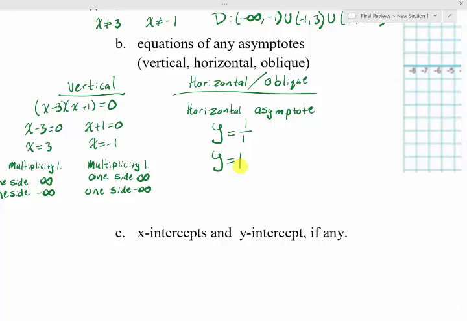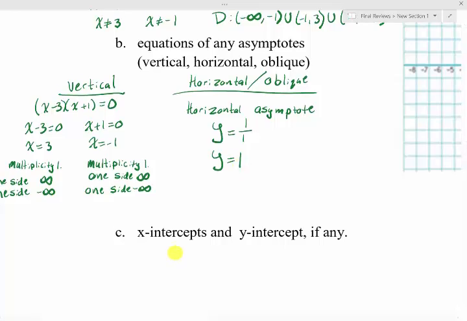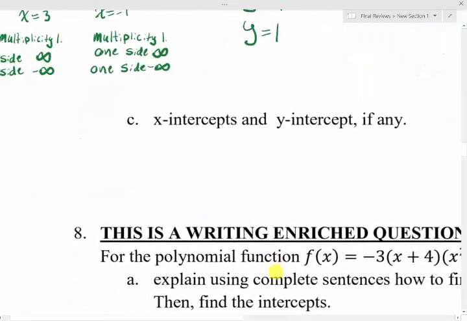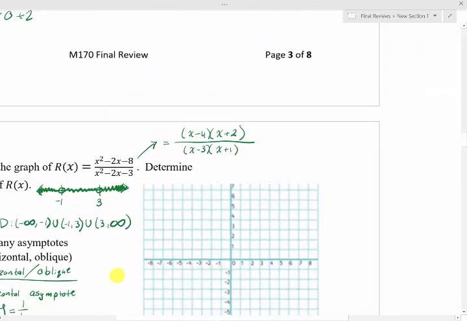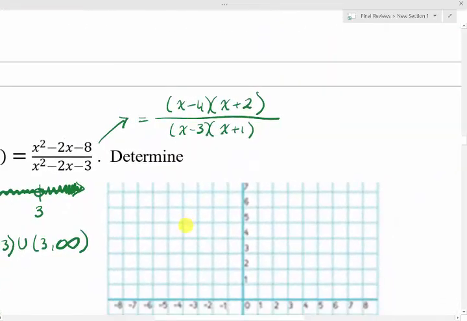Then it wants us to find any intercepts if they exist. So for our x-intercepts, we could go about this by setting the entire function equal to 0 and then solving for x that way. Or we could take a little bit of a shortcut. I can just take the numerator of my rational function, x minus 4 times x plus 2, and set that equal to 0. It'll give us the exact same answers, which is nice.